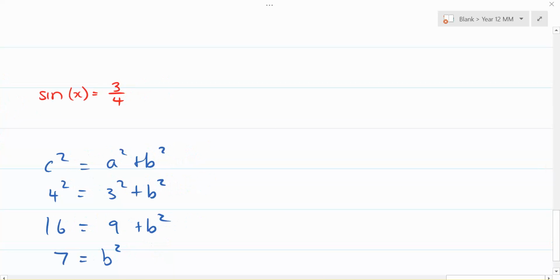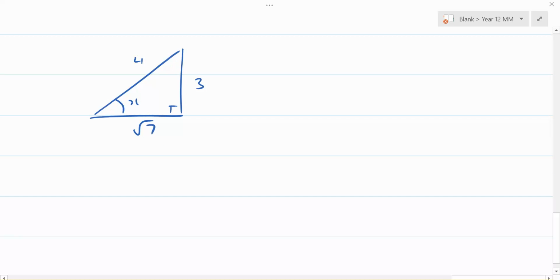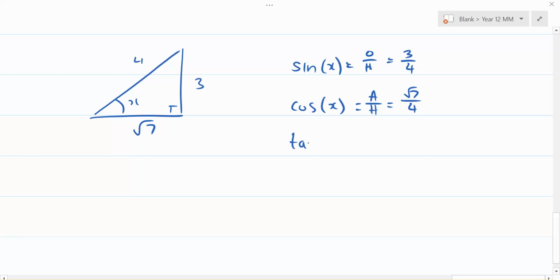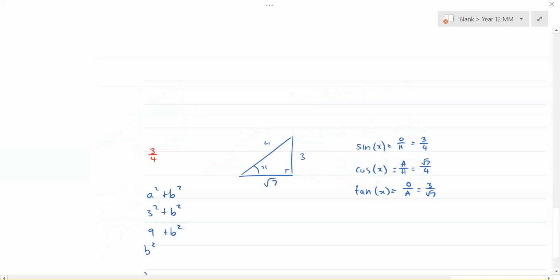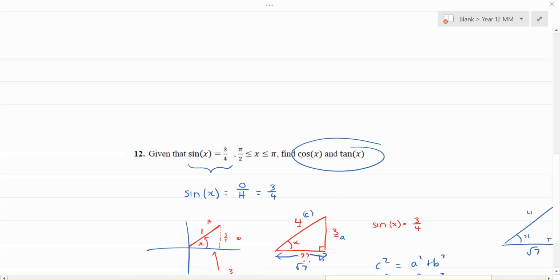So if I draw my triangle again, this is x, this is 3, this is 4, and this is root 7. Now we said sine of x, which is opposite over hypotenuse, is 3/4. But then I can find cos of x, because cos of x is adjacent over hypotenuse, which is root 7 over 4. And if you want to find tan of x, tan of x is opposite over adjacent, so it would be 3 over root 7. And there you go. That's how you would answer this question to find cos of x and tan of x.